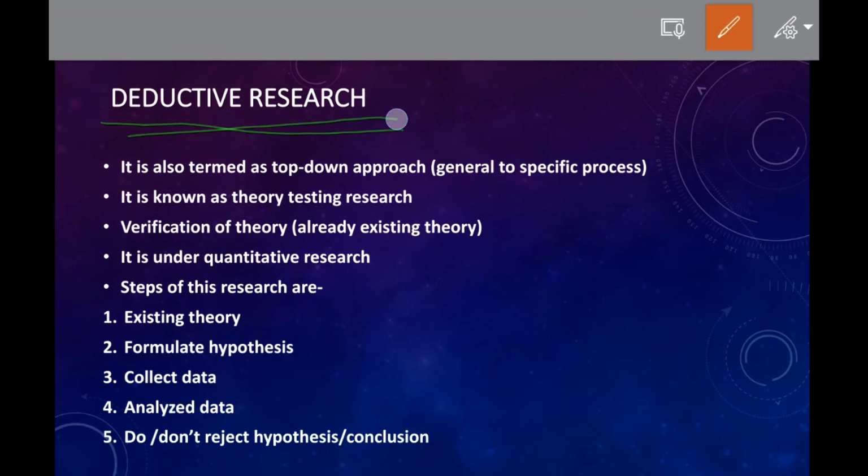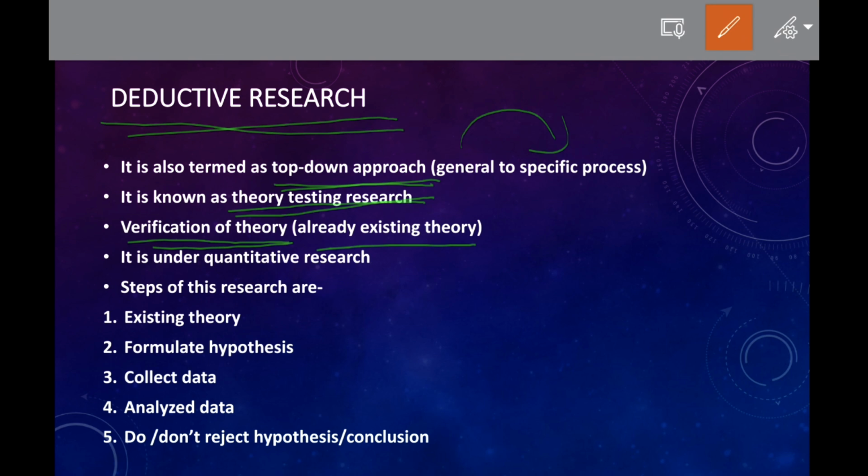Deductive research is the opposite of inductive research. It is termed as a top down approach. It means general to specific, whereas inductive research is specific to general. Remember, this is the opposite of inductive. Then it is known as theory testing research, but inductive research is known as theory building. Just remember which is theory testing and which is theory building. Then verification of theory means already existing theories. Review of related literature plays an important role here.